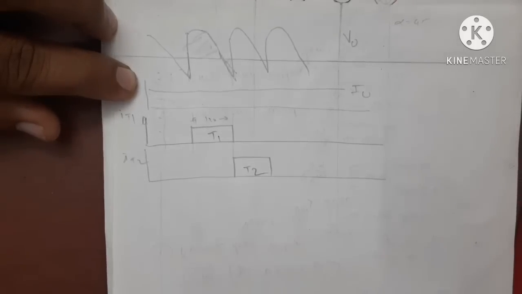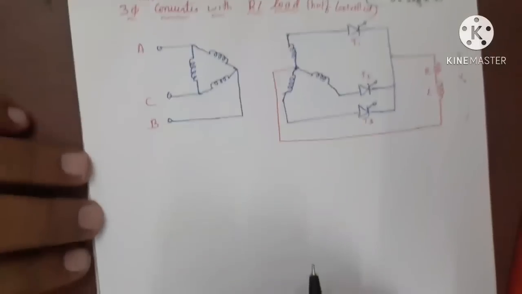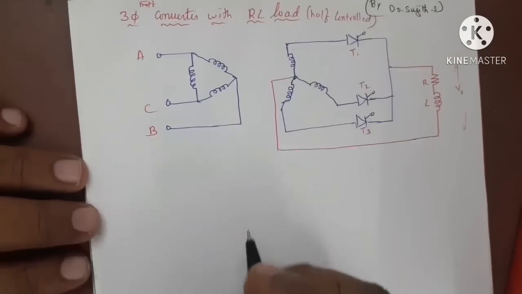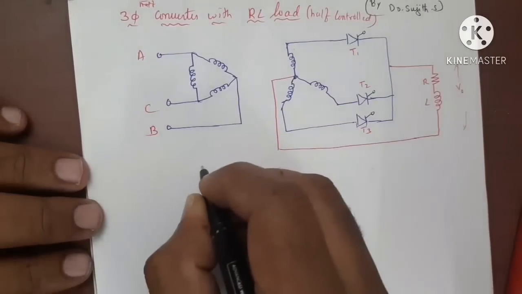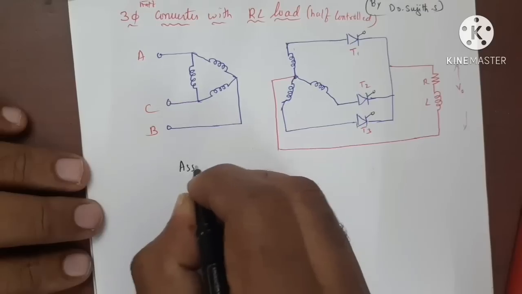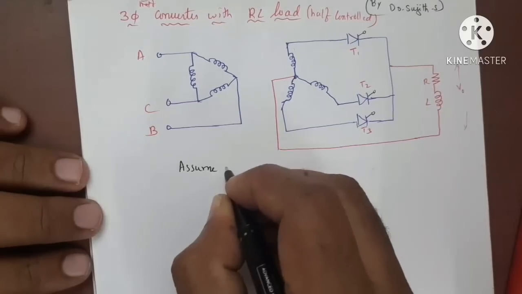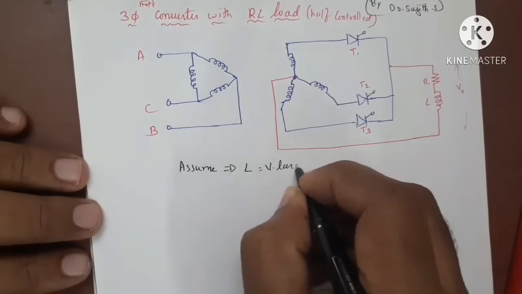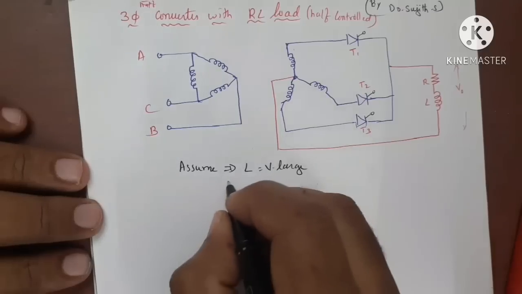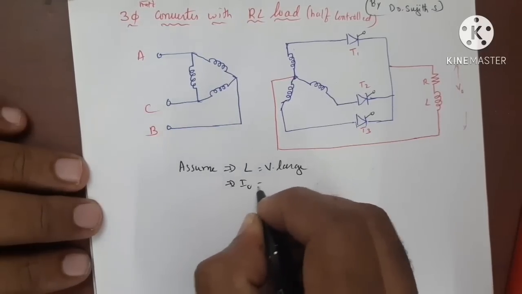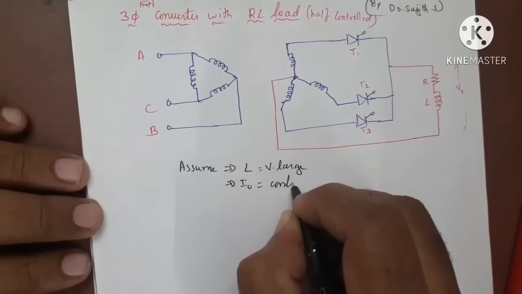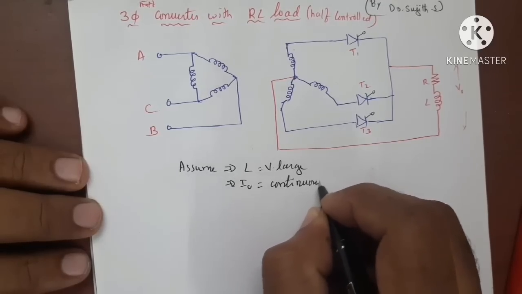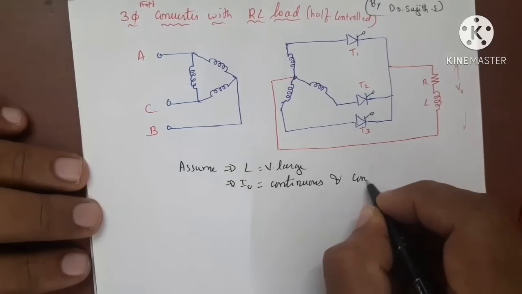Now we will write the points that we have discussed. So we have seen that in the explanation that I have given, we have assumed that the inductance is very large and I0 is continuous and constant.